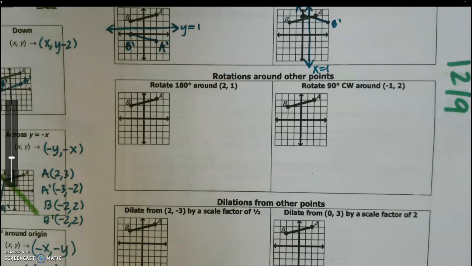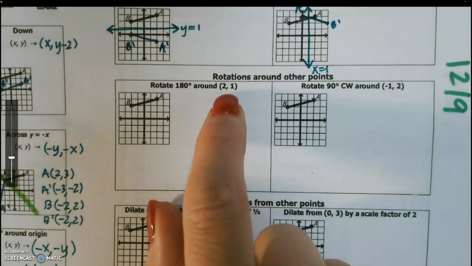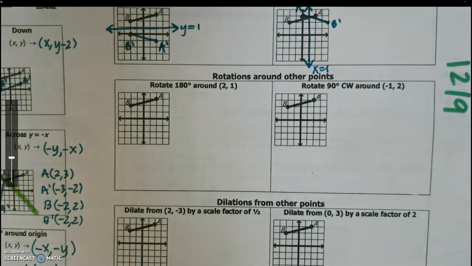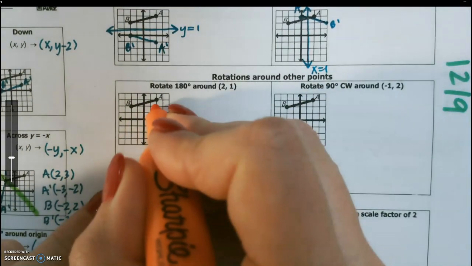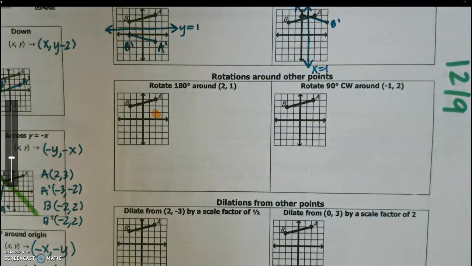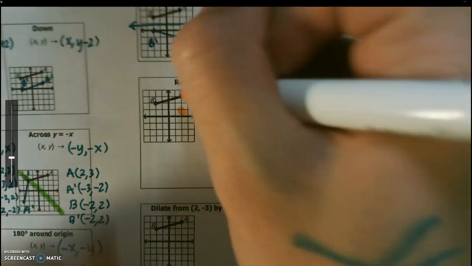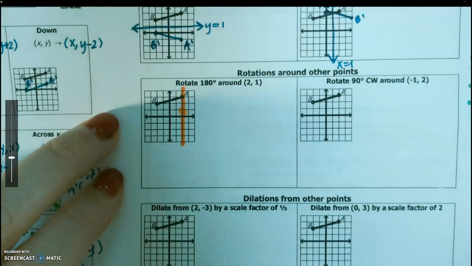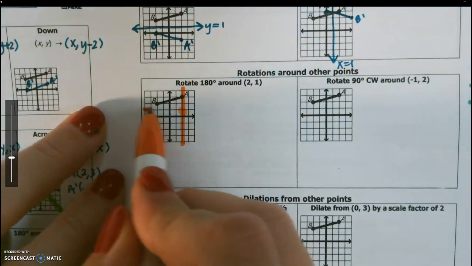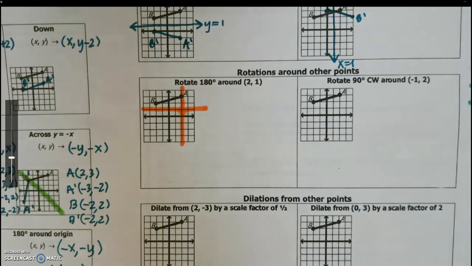When you rotate around a point other than 0, 0, the rules do not apply. So we're going to have to get a little bit creative, and what we're going to do is force the center of rotation to become 0, 0. So 2, 1, they're saying that's the center of rotation. Well, if we want that to be our center of rotation, we're going to force that to be our 0, 0. So I'm going to draw my y-axis through there and my x-axis through there.